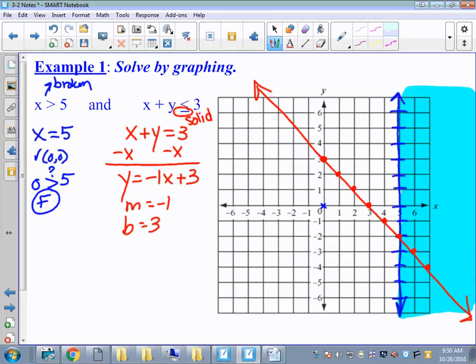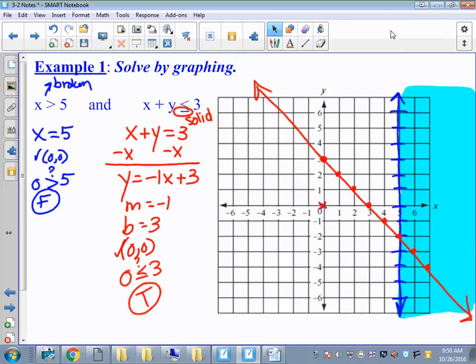And then I'm going to pick a point not on that line. Again, I can use 0, 0 to check for shading. So when I plug in 0, 0, I get 0 less than or equal to 3. Is 0 less than or equal to 3? That's true. So I'm going to shade where 0, 0 is.